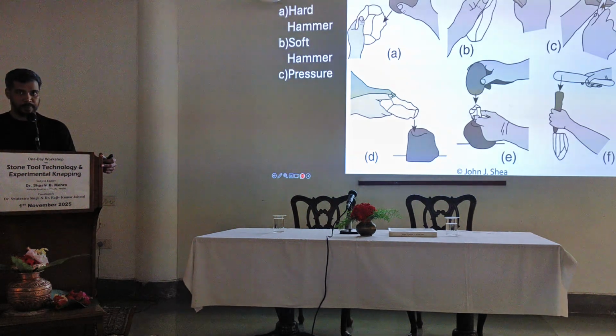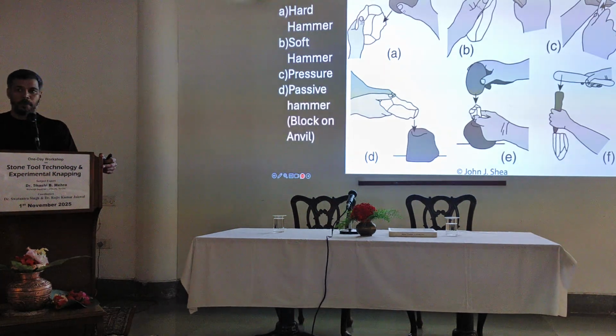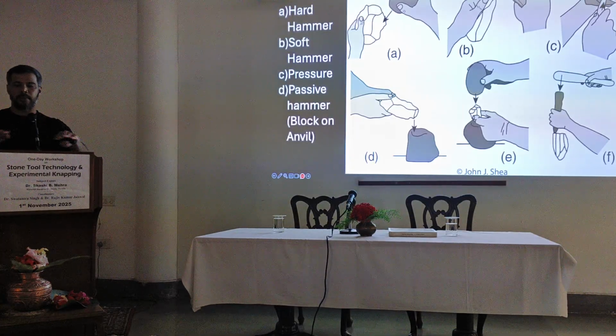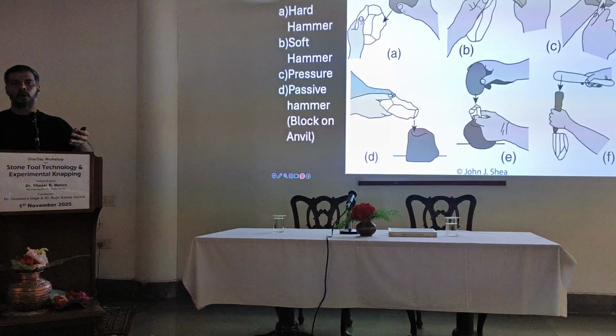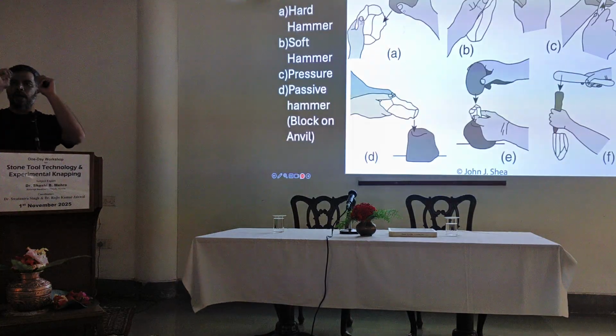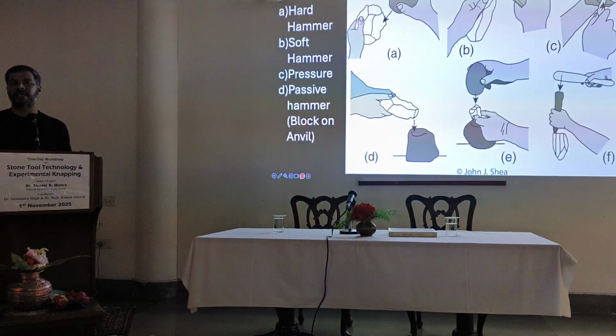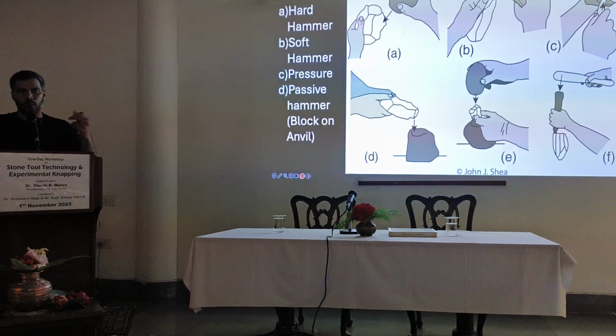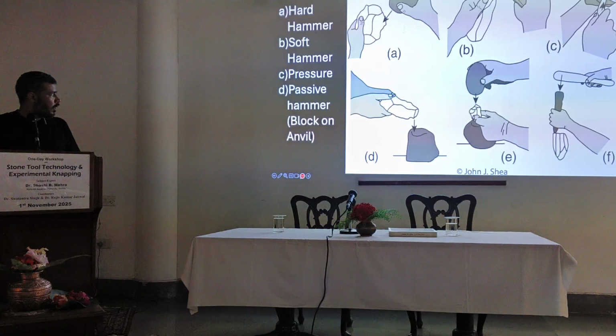Next. Then we have passive hammer. Passive hammer is when your hammer is stable. There is a block of stone on which you are hitting your raw material. That is your passive hammer. Your hammer is not moving. Instead, your raw material is moving. We will see what these techniques are in practical.